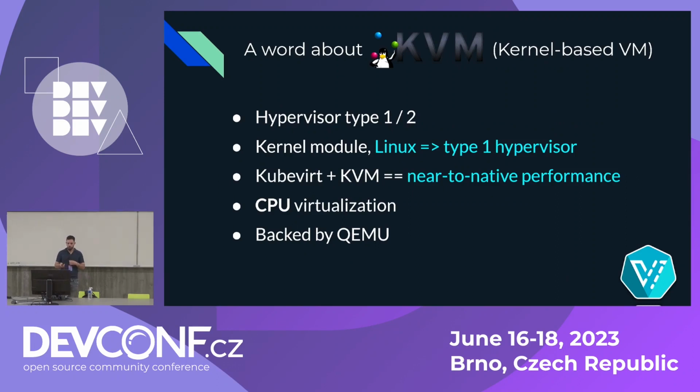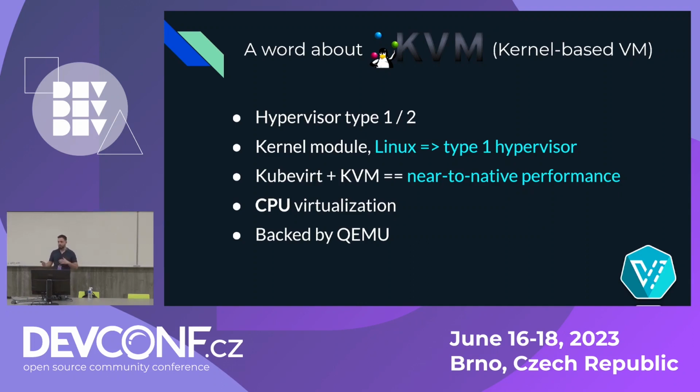Now a word about KVM. So basically, there are 2 kinds of hypervisors. Type 1, which is also called a bare metal hypervisor, and a type 2 hypervisor. So with the bare metal hypervisor, we basically install the hypervisor straight on the bare metal. And with type 2 hypervisors, we install an OS on top of the bare metal, and then the hypervisor on top of the OS. Now, type 1 hypervisors are much, much faster. And KVM is great because it's a kernel module that basically turns Linux into a type 1 hypervisor.